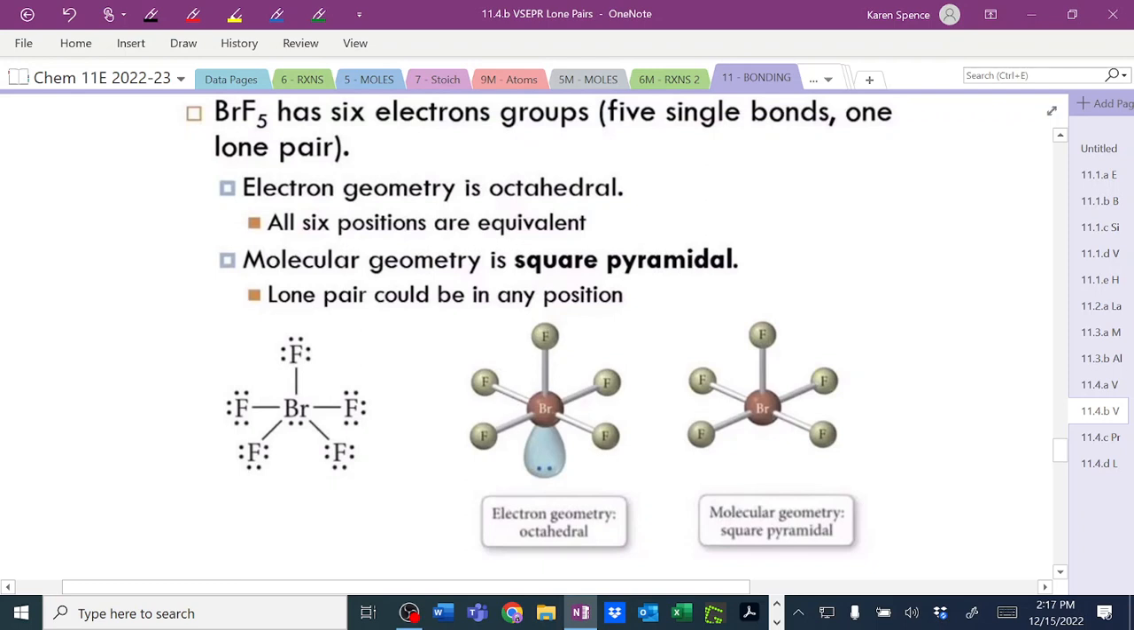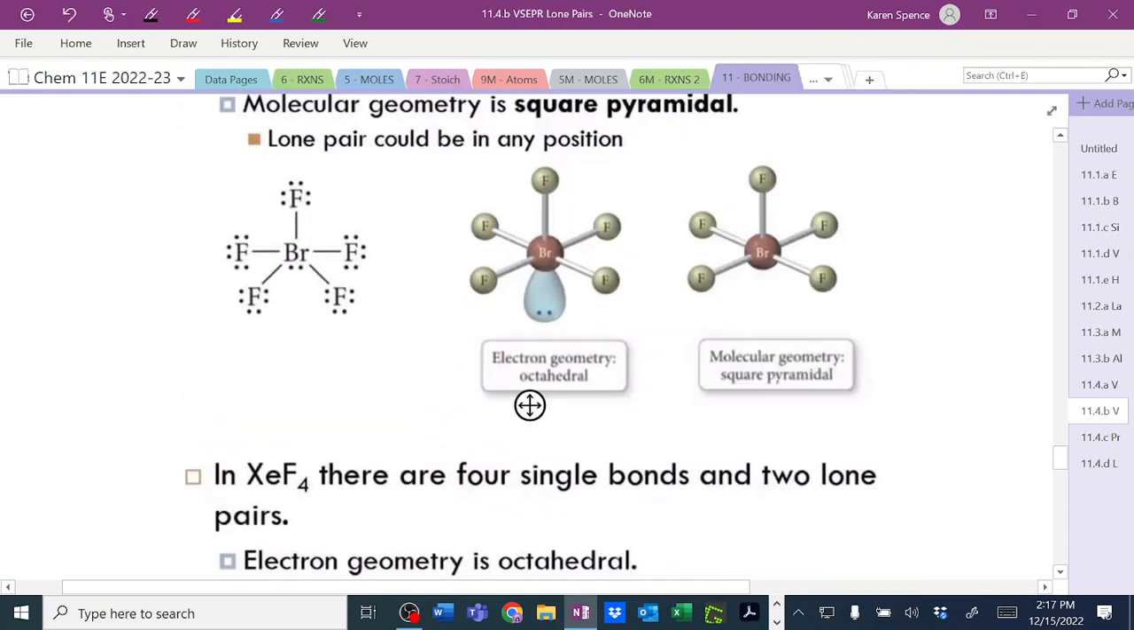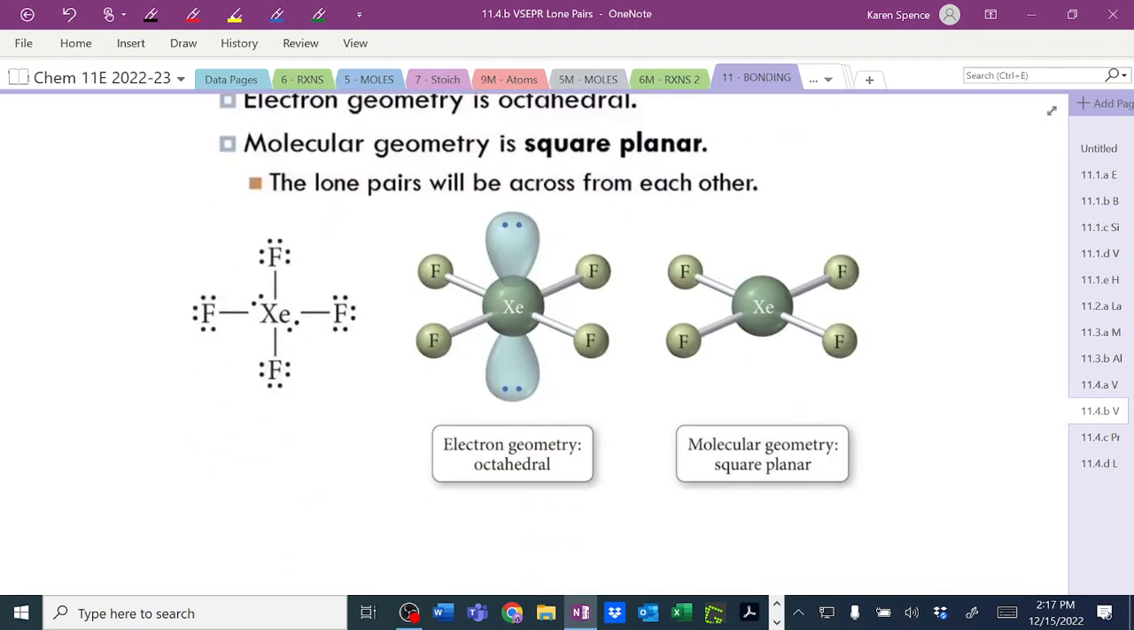Square pyramidal. Can you guess what happens if we take away that top F? Like if we were to get rid of that one. Square planar. Because it's a square and it's in a plane. Oh, hang on. This is what we get. Yes? And these ones are going to be exactly 90 degrees because they're being pushed down more, but they're being pushed up more. And so it all cancels each other out. Yes?